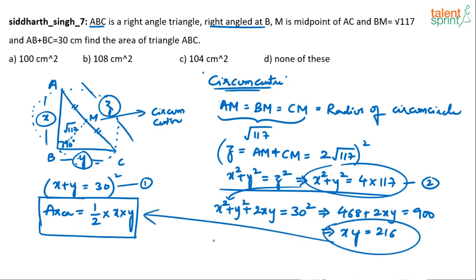Put it back in this equation. What will be the area? Area will be half of XY. So area equals half of XY, which is 108. That's your final answer. 108, option B.